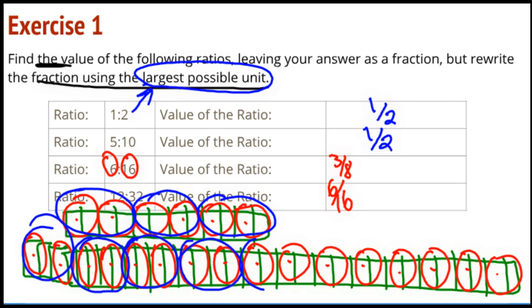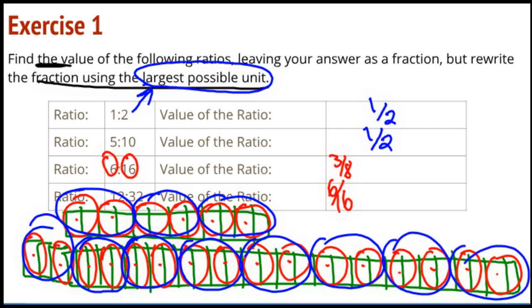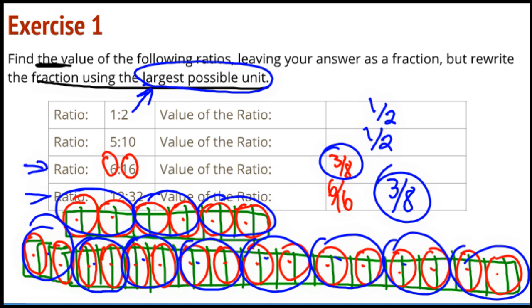Now, it would have been smart if I had noticed that I could make groups of 4 to start with. All right, so now I've got 3 groups, and I've got 1, 2, 3, 4, 5, 6, 7, 8. Hey, the 6 to 16 and the 12 to 32 both are 3/8. So we've just used tape diagrams to prove that these two are equivalent and these two are equivalent.